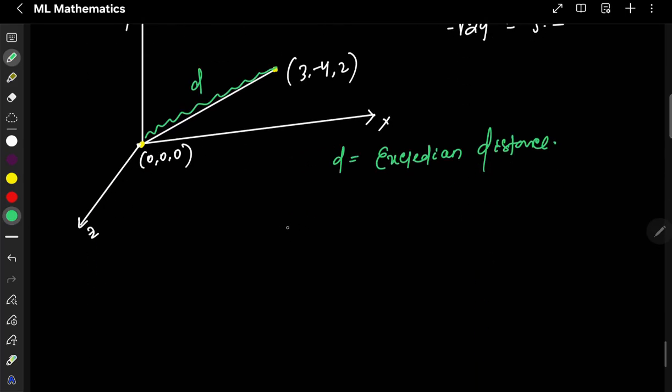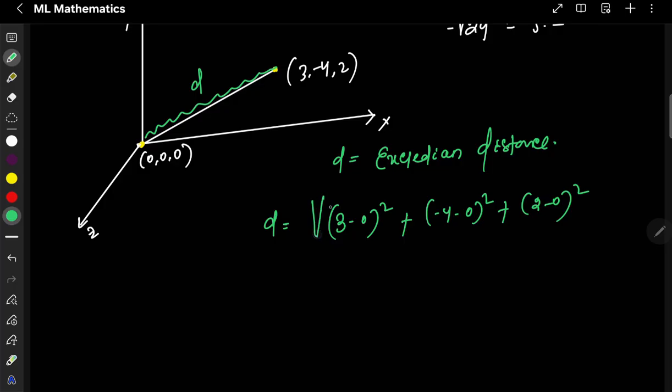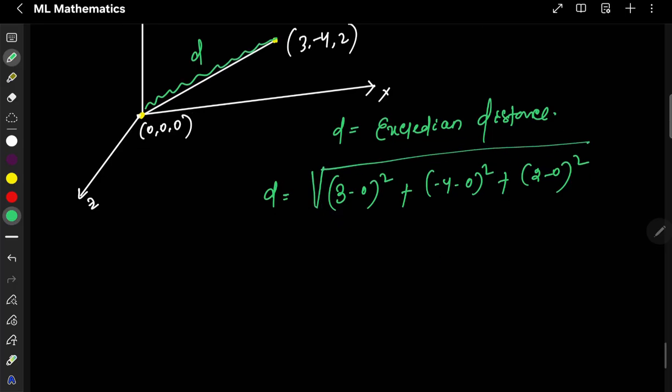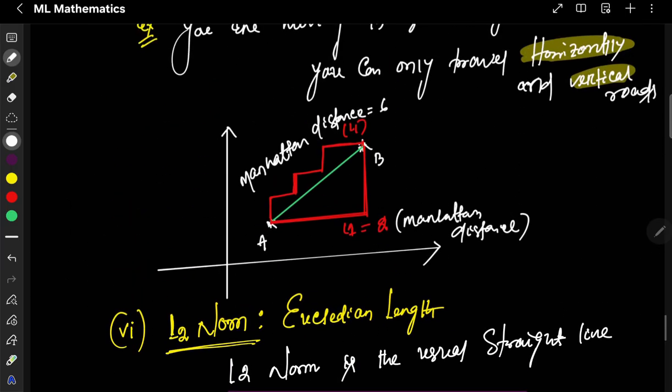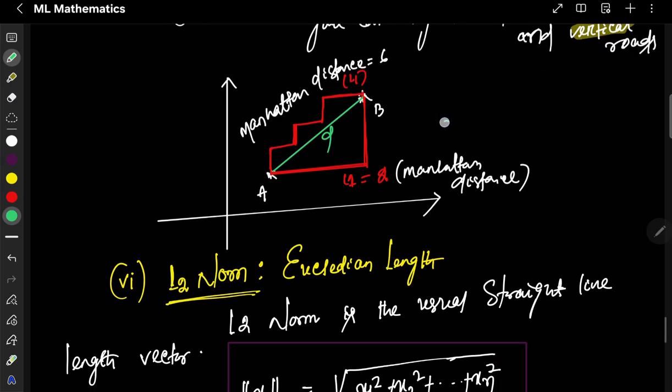If you figure it out, the formula comes like this, right? d is equal to the square root of 3 minus 0 square plus minus 4 minus 0 square plus 2 minus 0 square. So now you will find some value of d, which is 5 point something. What is the one point you are missing here? If you see the same concept I drew here with the same example, it will come here. Doesn't it look like d? So that is what d equals, your Euclidean distance.